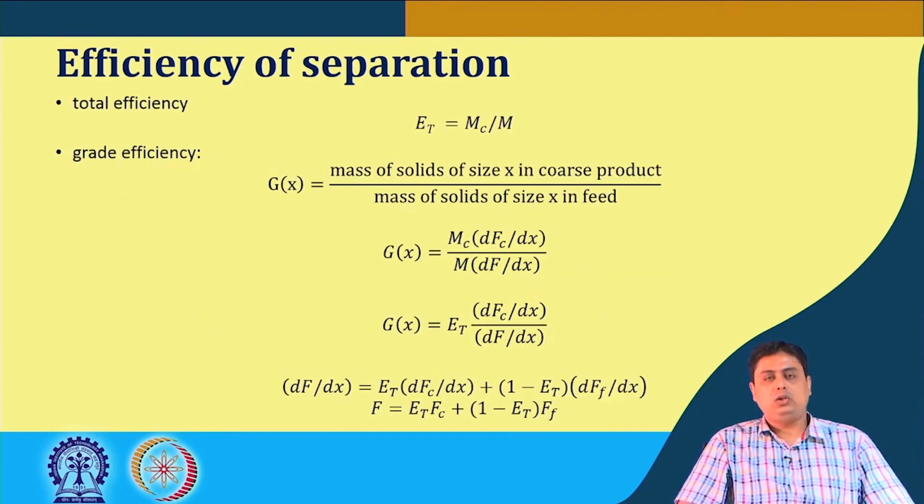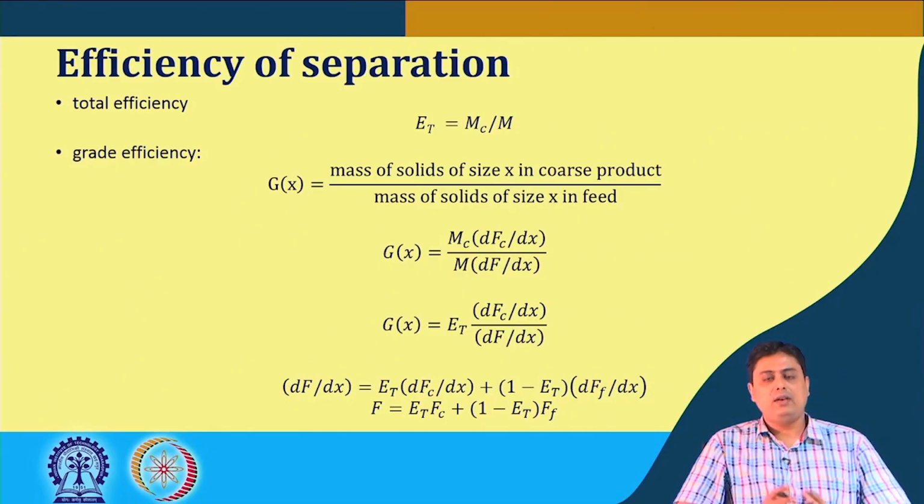And then the total efficiency by definition becomes the mass fraction of the coarse particles that is collected from this operation, which is mc by m, and the grade efficiency is the mass of solids of size x in the coarse product divided by the mass of solids of size x in the feed. So, grade efficiency, as I told last time, is for a certain particle size.